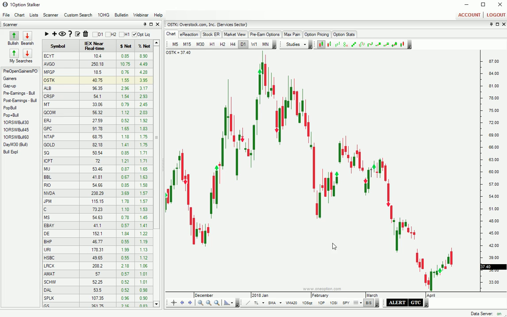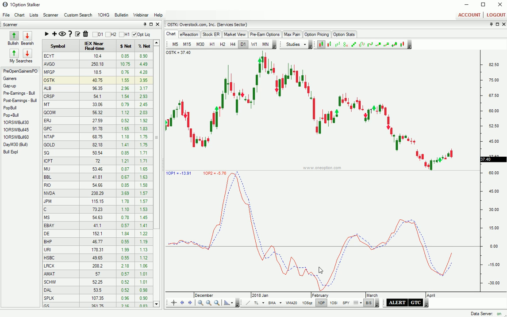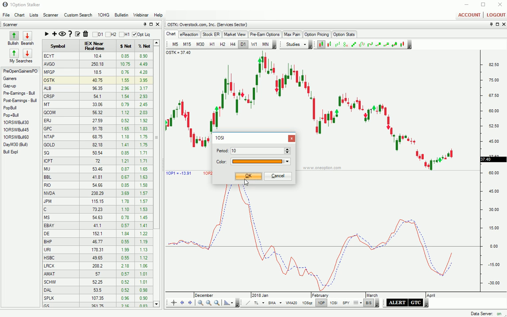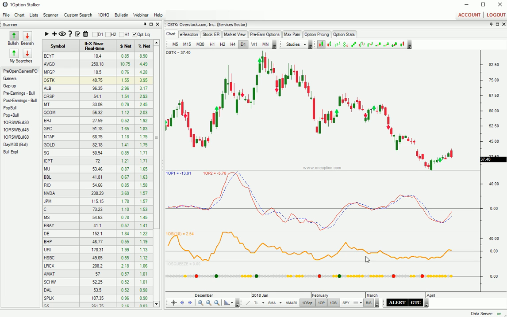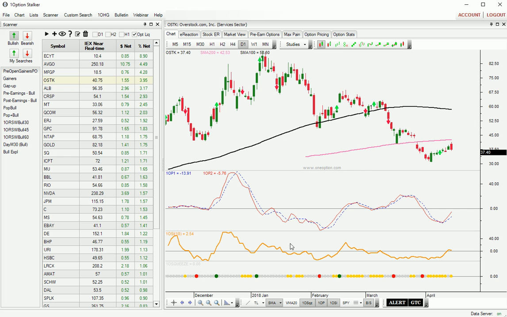Now I'm going to add some technical studies to the chart because it'll make this video a lot more meaningful. I'm going to click on 1OP at the bottom of the chart. That is our pressure indicator. I'm going to click on 10SI. That is our strength indicator. And I'm going to add 10 squeeze. That looks for compressions. And then I'm going to add a 200-day moving average, and I'm going to add a 100-day moving average. Now I've got all the things on the chart that I like to use. Very, very easy. This is all toggle on, toggle off.